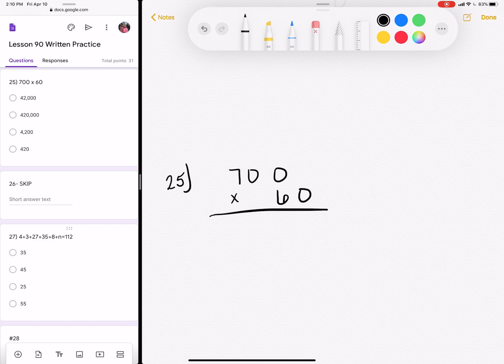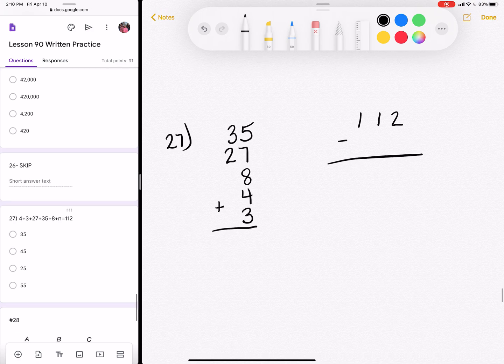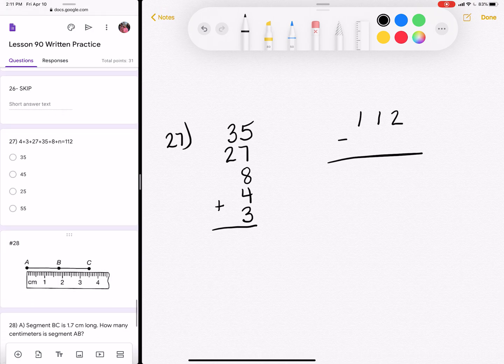25, 700 times 60. I went ahead and let the 0s hang over. 6 times 0 is 0. Again, 0. 7 times 6 is 42. 42,000 is your answer. Skipping 26, finding n in number 27.